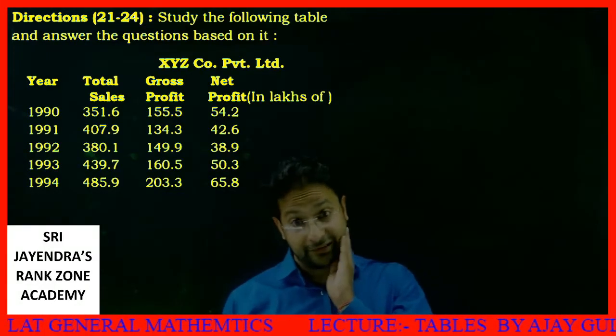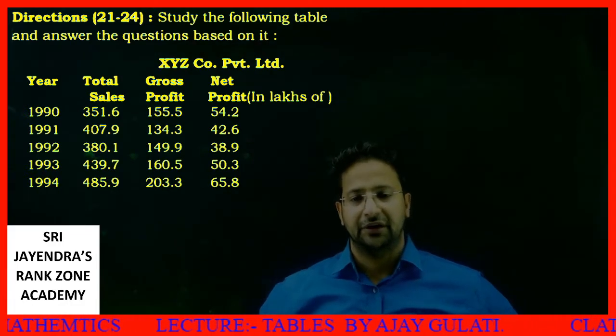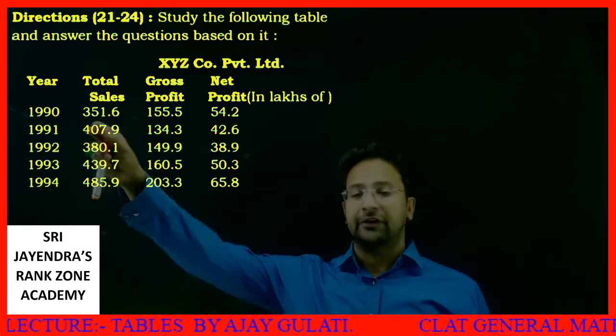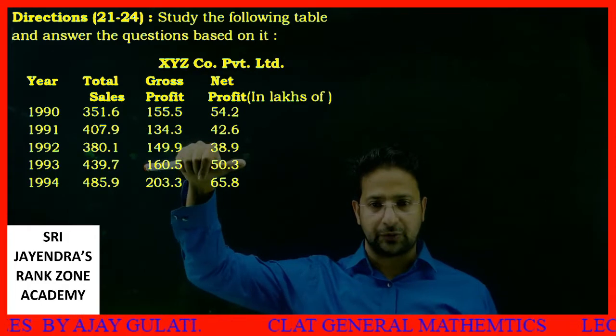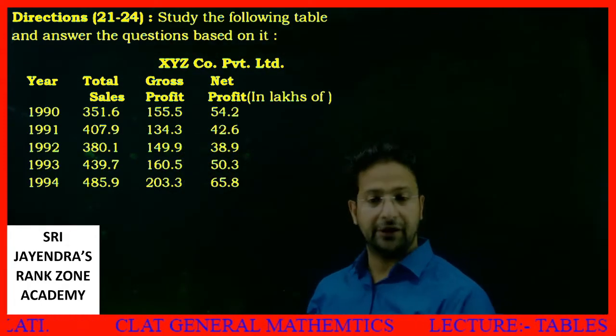Let's move to the next set of questions. Study the following table and answer the questions based on it. We are given an XYZ company private limited. Then we are shown the years. In those years, total sales, gross profit, and then this is the net profit. Okay, students. Now, what are we being asked about?